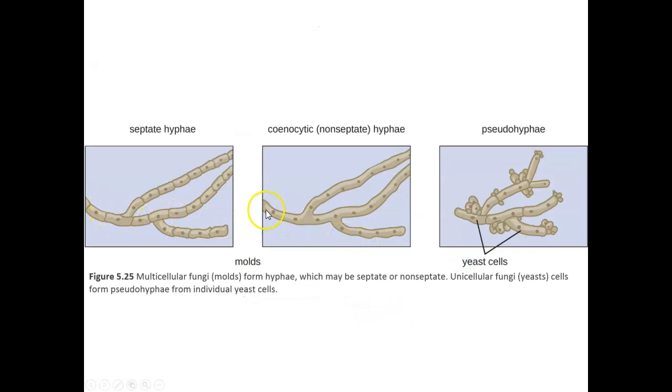So here we have two different types of hyphae formed by multicellular fungi. So here you have those septate hyphae, where each of these is its own little septate, and they grow out towards organic nutrients. And then this one is a non-septate hyphae. Yeast form pseudohyphae, so each yeast cell is going to form their own little pseudohyphae off of them. So you can see those right there and there and there.